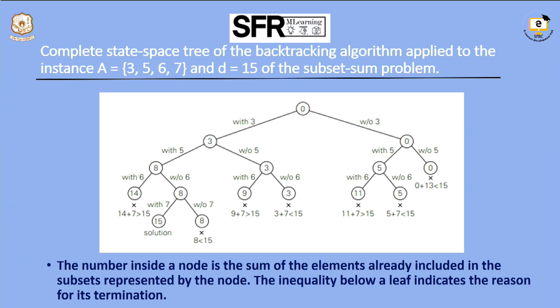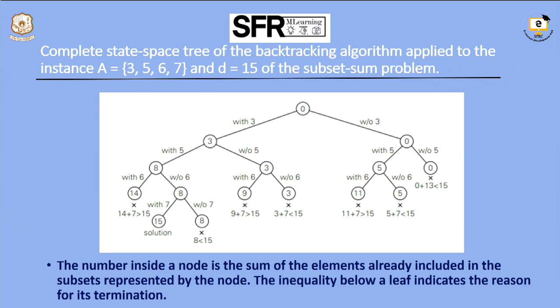So this figure represents the complete state space tree of the backtracking algorithm for the set 3, 5, 6 and 7 and the target equal to 15. So the root node is containing the sum as 0. Now when we include the first element A1, which is equal to 3, 0 plus 3 is 3. So in the left child we have the weight represented as 3. And the right side is without including 3. We represent it as W/O, that is without 3.